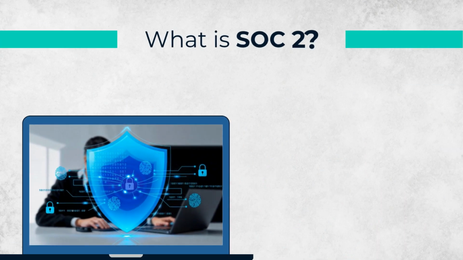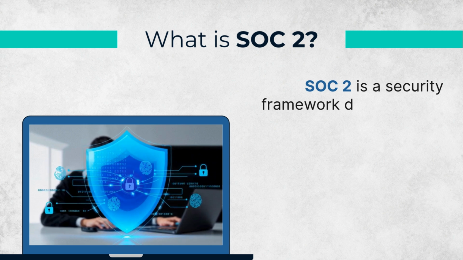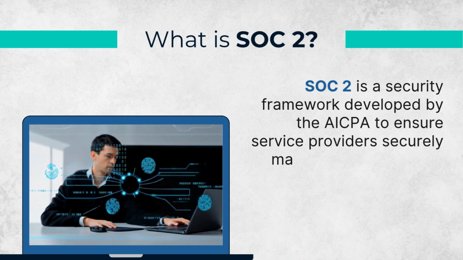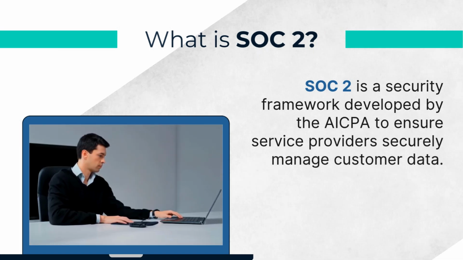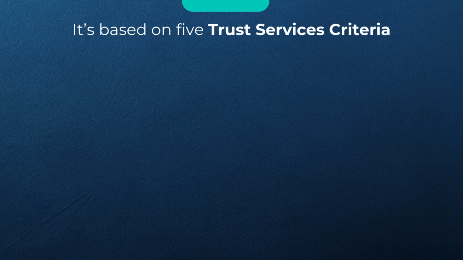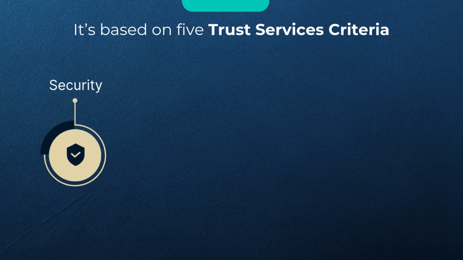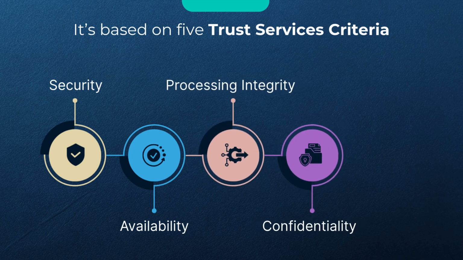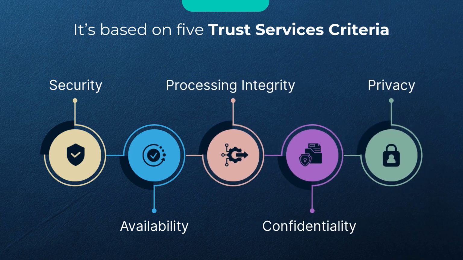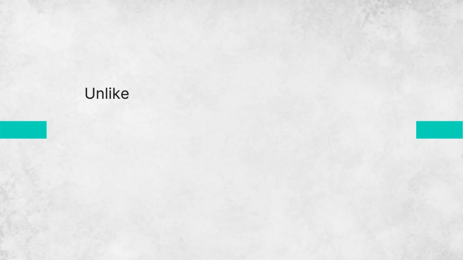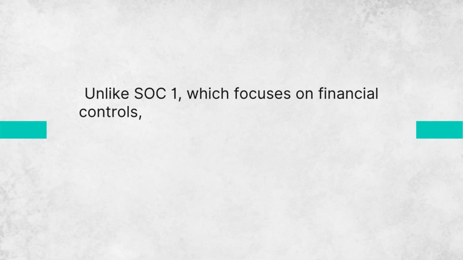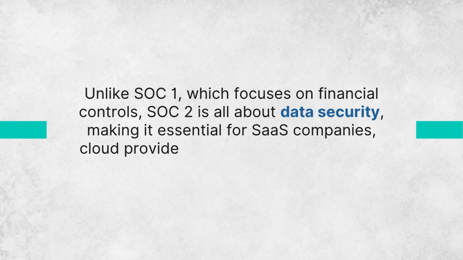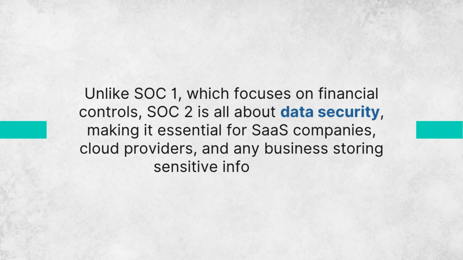What is SOC 2? SOC 2 is a security framework developed by the AICPA to ensure service providers securely manage customer data. It's based on 5 trust services criteria: security, availability, processing integrity, confidentiality, and privacy. Unlike SOC 1, which focuses on financial controls, SOC 2 is all about data security, making it essential for SaaS companies, cloud providers, and any business storing sensitive information.